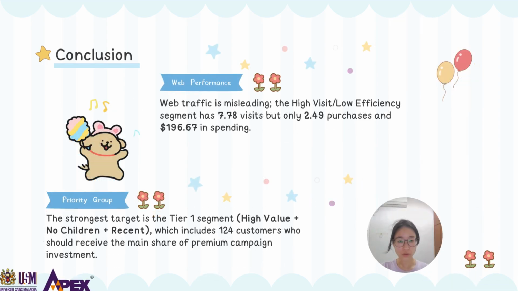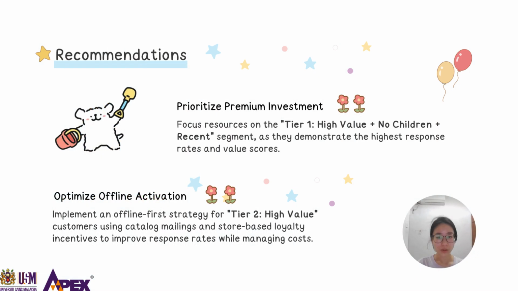Web visit frequency is a misleading indicator. The most frequent visitors spend the least. And finally, the return on investment target segment framework identifies 972 Tier 1 customers with value scores 6 to 9.5 times above the overall baseline. Based on these findings, we have 4 recommendations.